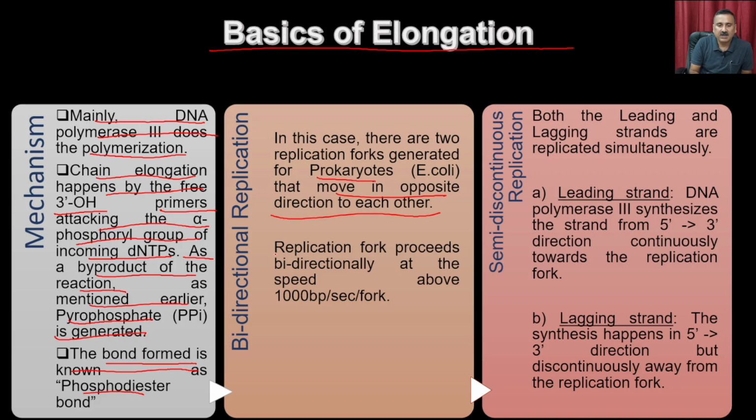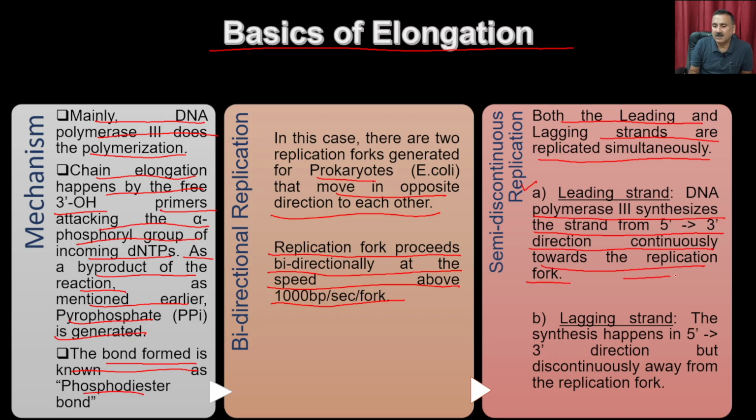Replication forks proceed bidirectionally at a speed of 1000 base pairs per second per fork. Both the leading and the lagging strands are replicated simultaneously. What is the leading strand? DNA polymerase 3 synthesizes the strand in the 5' to 3' direction continuously towards the replication fork. So, one strand runs in the 5' to 3' direction, the other runs in the reverse direction, and that is what is called the lagging strand. In the lagging strand, the synthesis happens in the 5' to 3' direction, but discontinuously, away from the replication fork.